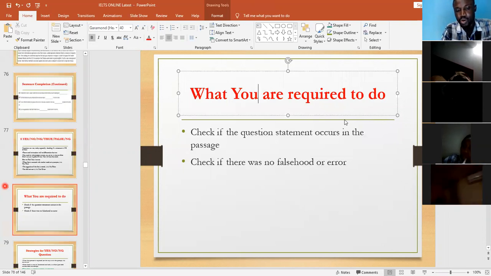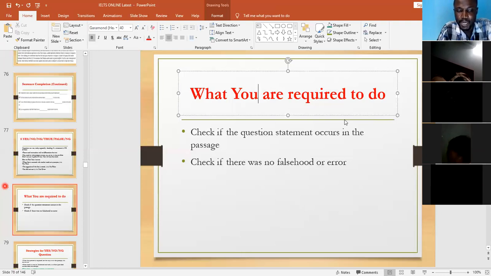Okay, then after you have determined if it occurs, you should check if there is any error or falsehood presented to you. Because the meaning of the question is, check this statement in the passage. Is it in the passage like that? If it is in the passage, is it in the passage like that? If it is like that, it is true. If it is not in the passage like that, it is false. If it is not in the passage, it is not given.